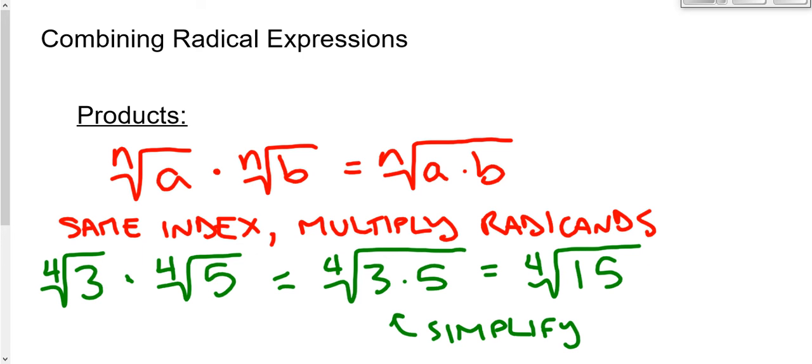The only factors of 15 are 3 and 5, and they don't repeat 4 times, so nothing can be removed from this radical, so this would be my final answer. Great. That's all there is to multiplying. We just multiply what's underneath the radical sign. Let's go ahead and take a look at quotients.